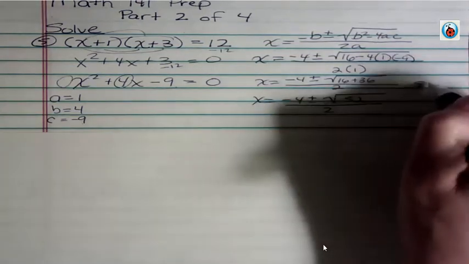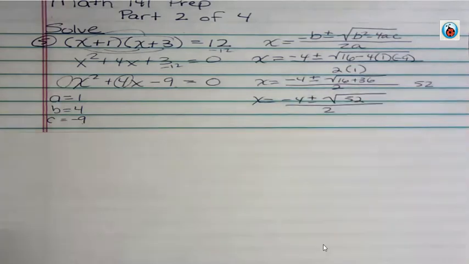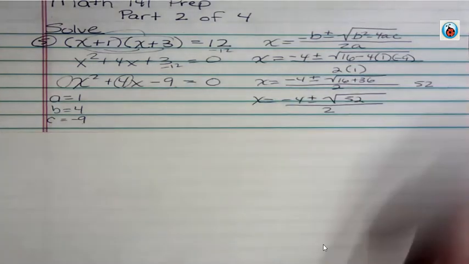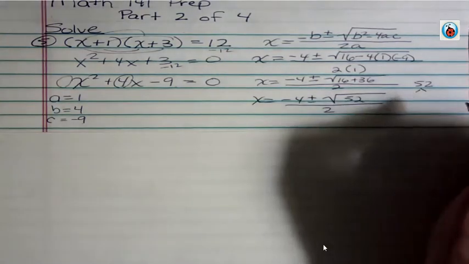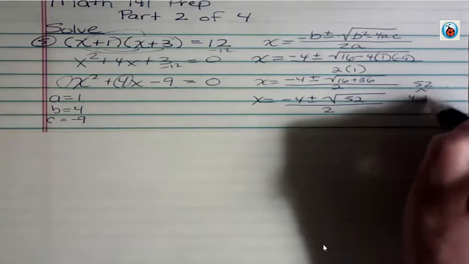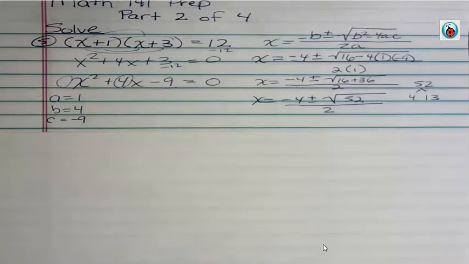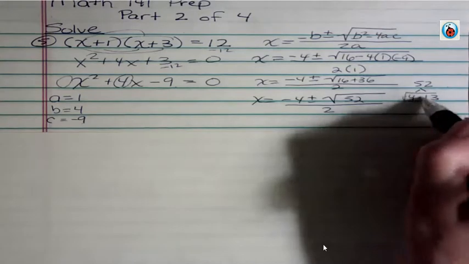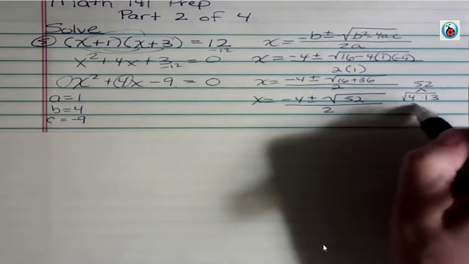There's more than one way to do it. You can think about, are there any perfect squares that go into 52? 4 goes in here 13 times. So if I think about the square root of 4 times 13, the square root of 4 is 2, and I have 2 square root of 13.